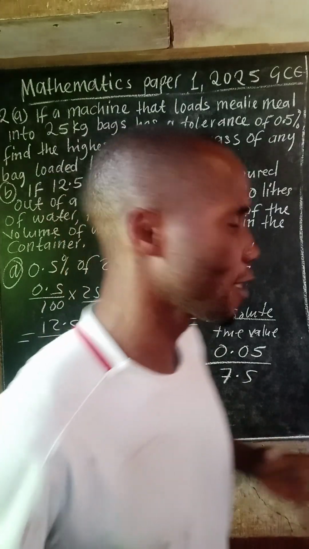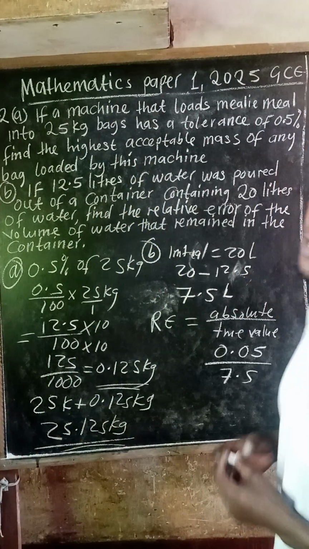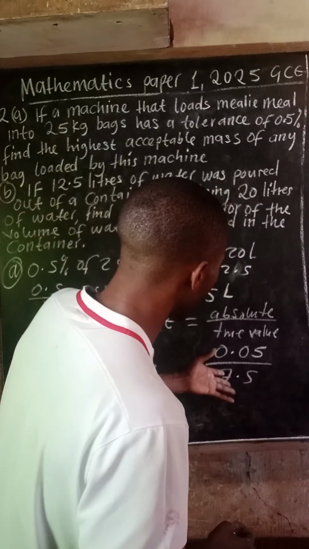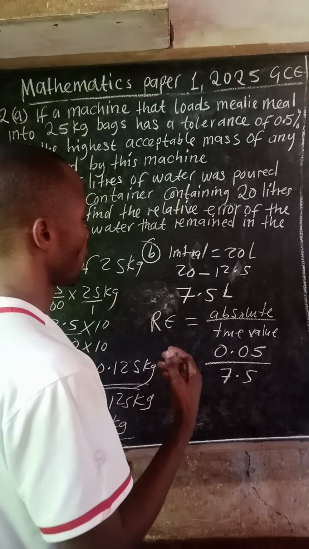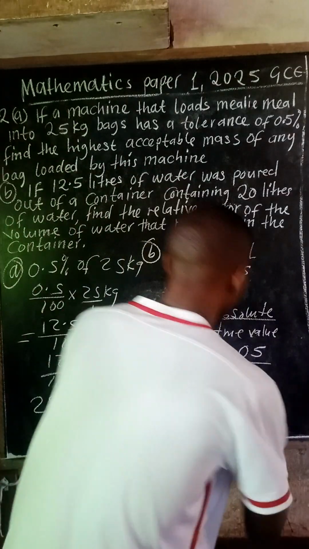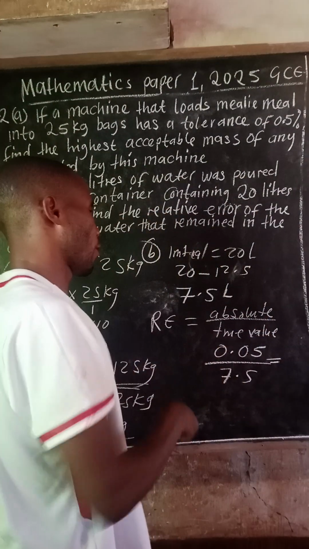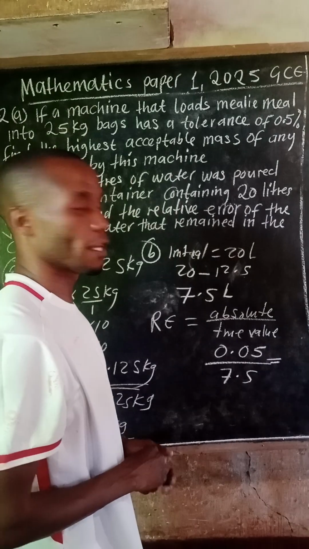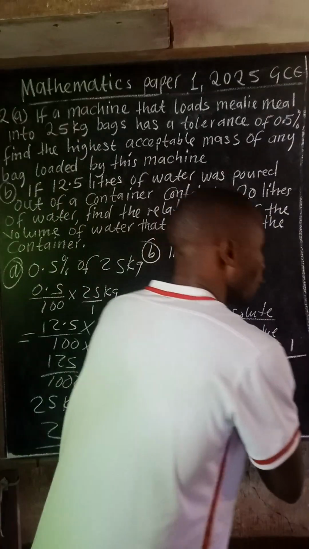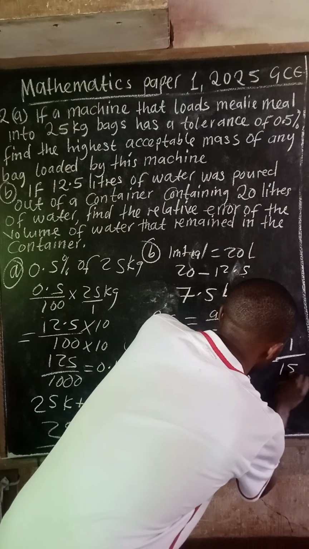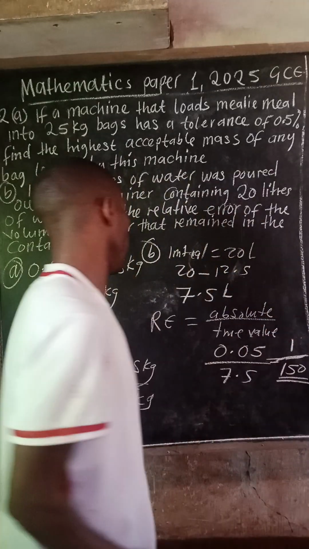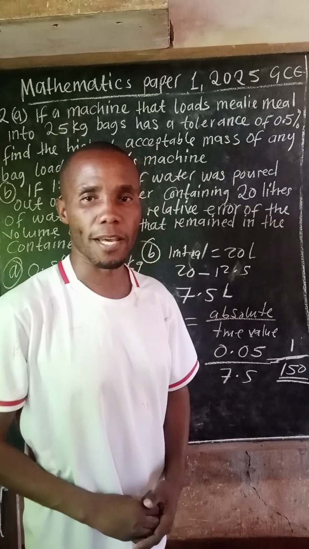Okay, so let's now simplify this so that it can remain in fraction form. So what do we do? We are going to say 0.05 over 7.5. How many times can 0.05 go into 7.5? Here it can go one time, then here it can go into 7.50 to give 150. Therefore, this is our relative error, 1 over 150.